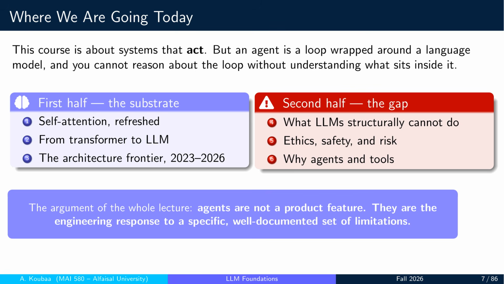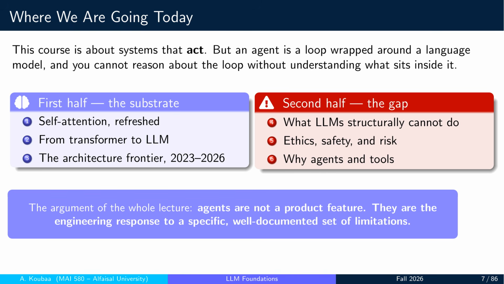Today has one argument, and I want to state it before we start, rather than reveal it at the end. Read the sentence at the top of the slide. This course is about systems that act, but an agent is a loop wrapped around a language model, and you cannot reason about the loop without understanding what sits inside it.